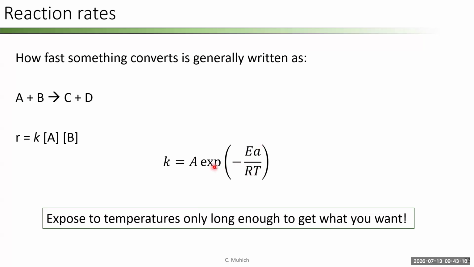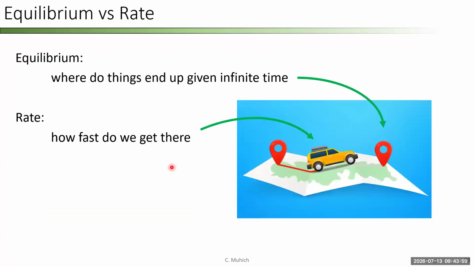And because it's negative, the exponent of a negative becomes a small number. By increasing the temperature, we decrease this term, which makes it closer to one and increases the rate, right? So the higher the temperature, the faster the rate. And so we have to balance increasing temperature to go faster, but not so fast that we end up getting undesired reactions.